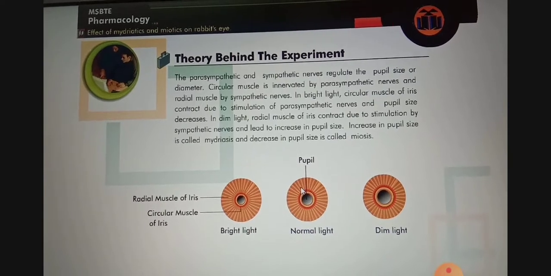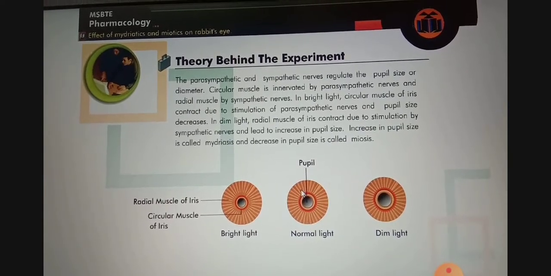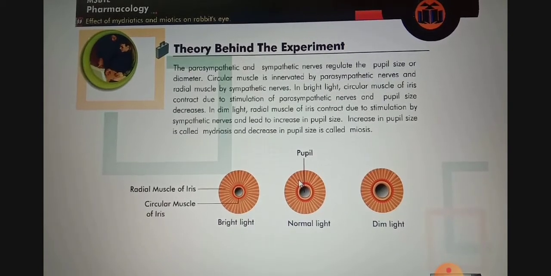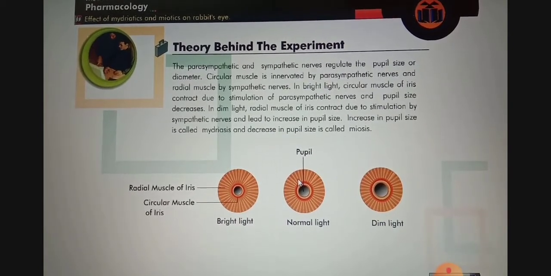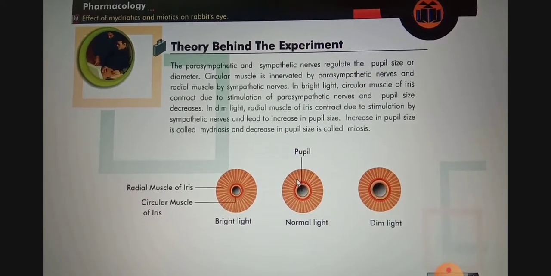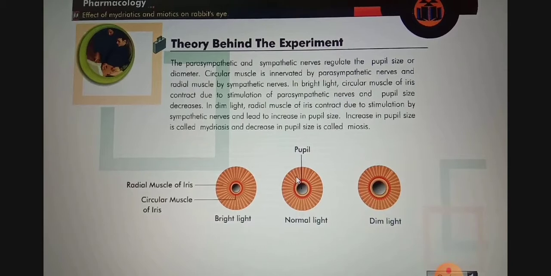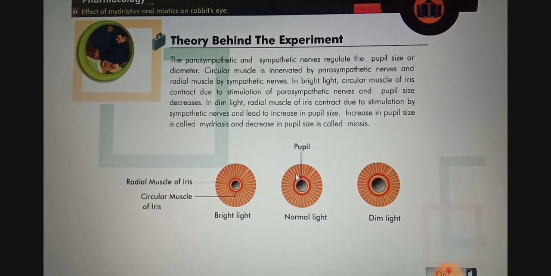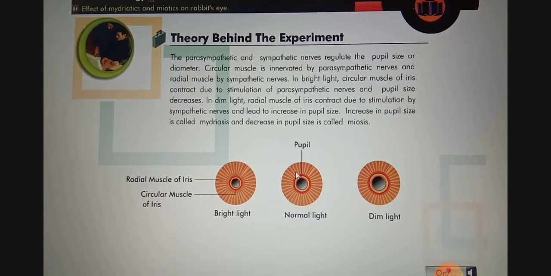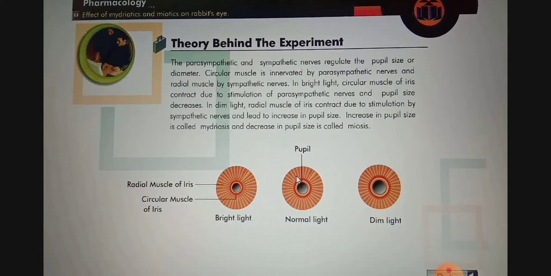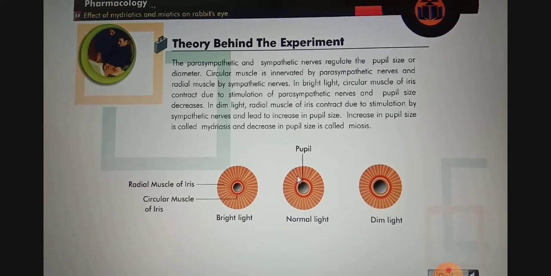In dim light, what happens when we go into a dark room? The radial muscles get contracted due to the stimulation of the sympathetic nervous system. ओके, म्हणजे अंधाऱ्या खोलीमध्ये गेल्यानंतर आपल्या बॉडीमध्ये सिम्पॅथेटिक नर्वस सिस्टीमचं स्टिम्युलेशन होतं आणि त्याच्यामुळे रॅडियल मसल्स जे आहेत त्यांचं कॉन्ट्रॅक्शन होतं. And due to this, the pupil size increases.